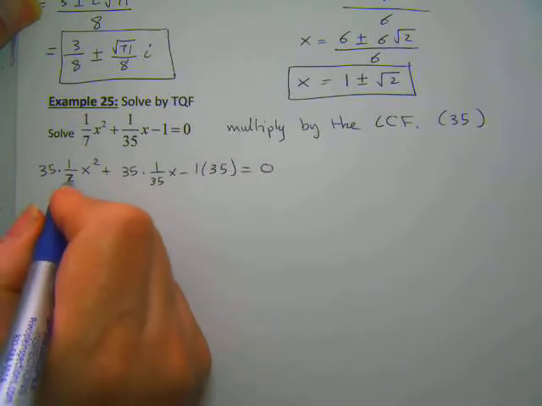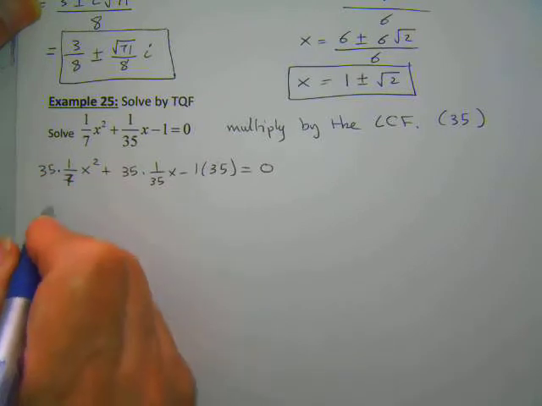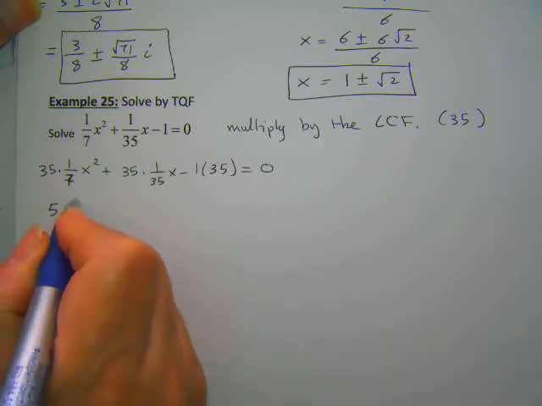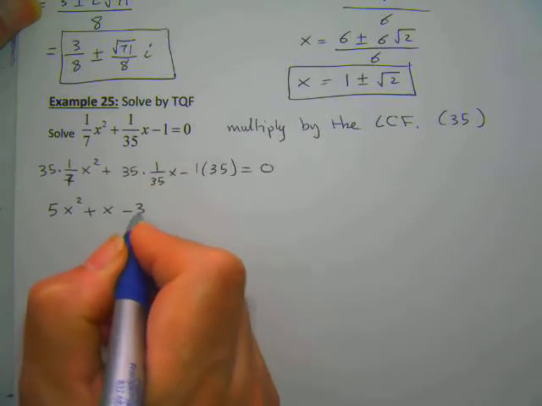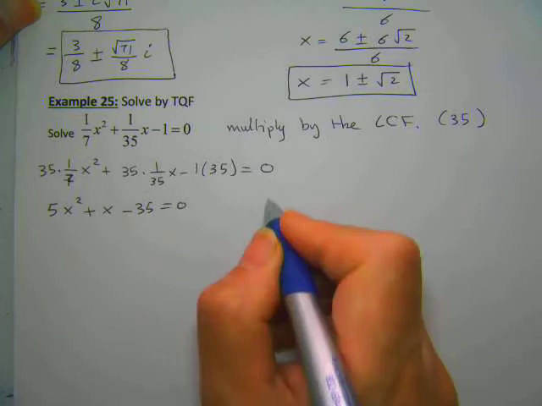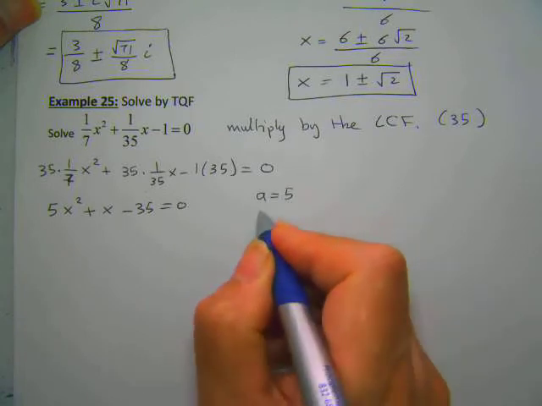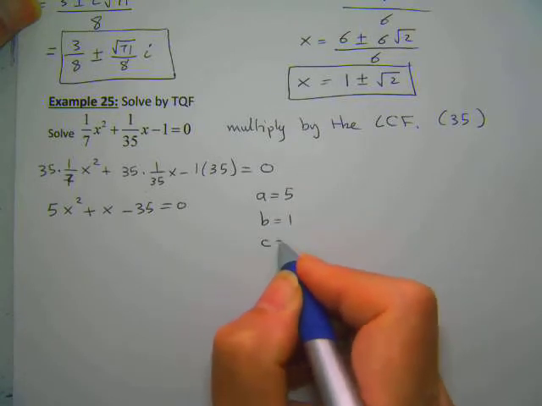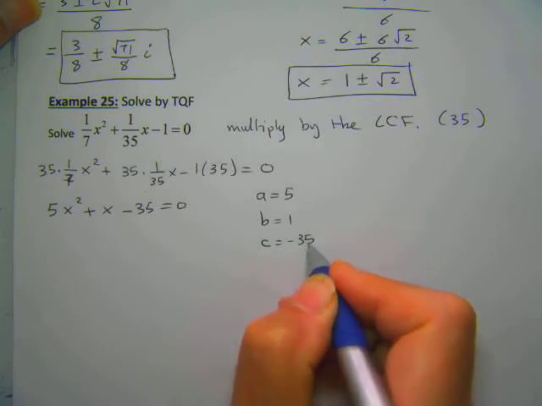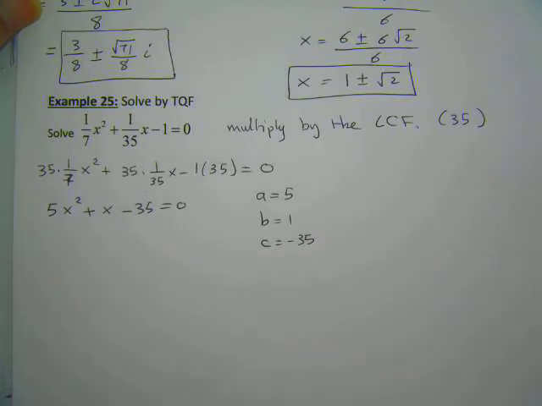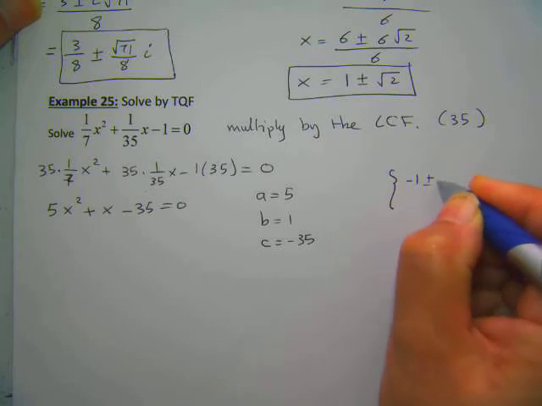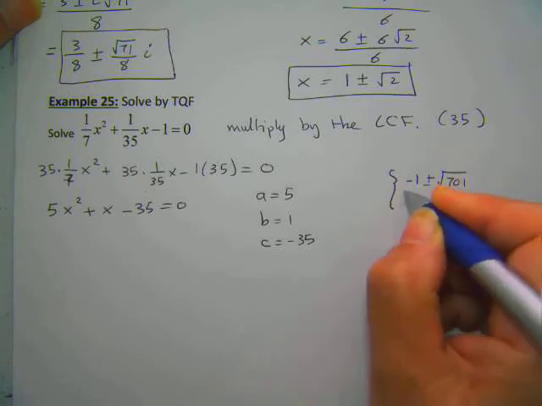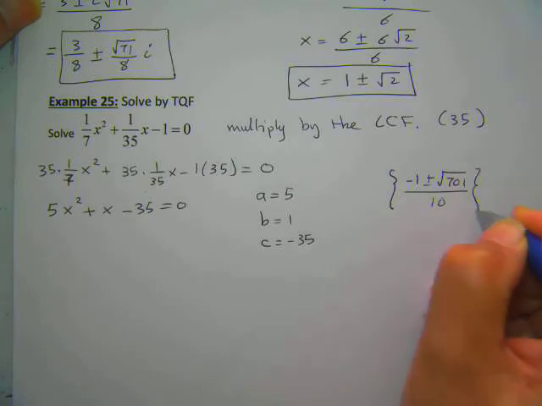And then if you do that, here's what happens. 7 goes into 35 5 times, so 5x squared plus this goes with that, so only x minus 35 equals 0. And now this is much easier to work with, so I'm going to leave it to you to work it out and give me the final answer. I'll put it here for you so you can check your work. It's negative 1 plus or minus the square root of 701 all over 10.